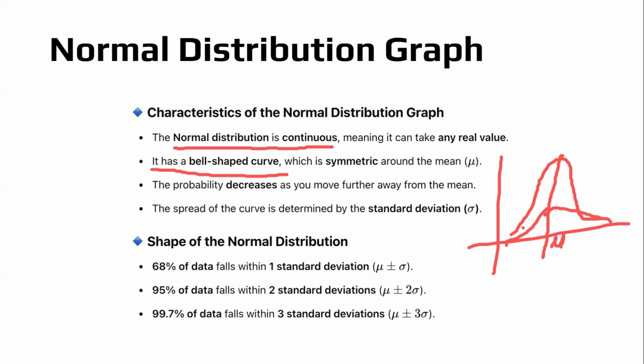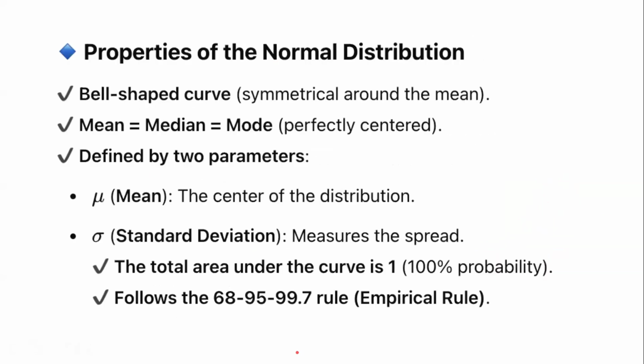The spread of the curve is determined by the standard deviation. We discussed the empirical rule, the shape of the normal distribution, because it is determined by the spread, sigma. So 68% of the data lies within one standard deviation, 95% of the data lies within two standard deviations, and approximately 99.7% of the data lies within three standard deviations. So what are the properties of the normal distribution?